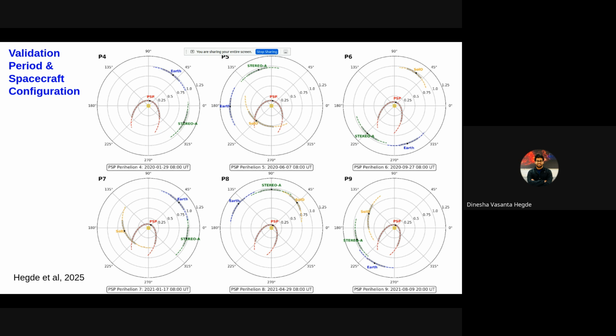So you can see the benefit of these encounters: this is the first time we are getting the opportunity to validate our models with different scenarios. For example, in P6, we have the Sun-Earth line, and then STEREO was behind Earth, and PSP was covering vast regions of longitudes, and then Solar Orbiter was on the far side. So at the same time, we are able to validate our results on the far side as well.